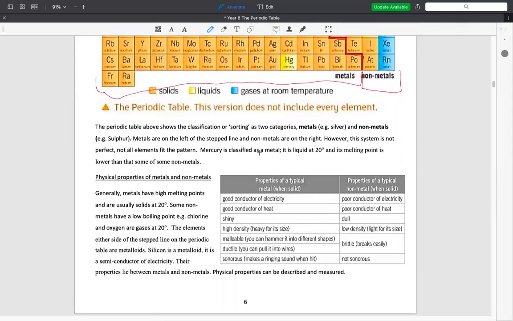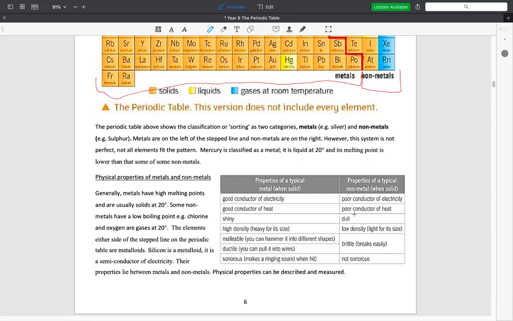So to explore whether an element is a metal or a non-metal, we have a look at the properties of those elements. Metals will have slightly different properties from non-metals. Metals would be good conductors of both electricity and heat. They would be shiny, and they would have a high density, so they would be heavy for their size. They would be malleable, so you can hammer them into different shapes. They would be ductile, so you can pull them into wires, and they'd be sonorous, so when you hit them, they make a ringing sound.